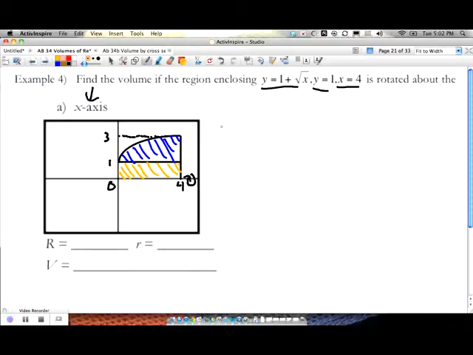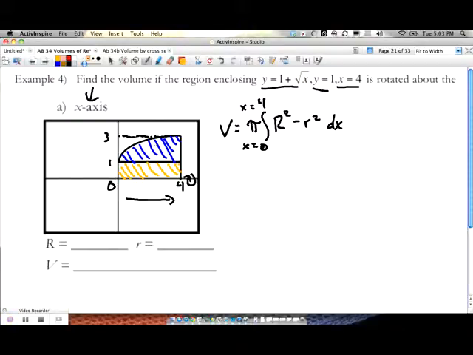If I have empty space in between, that means I'm going to have two radii that I need to calculate. I need a big R squared and a little r squared. I have the constant pi here. Since I'm rotating vertically, that means I'm traveling horizontally. So this is going to be dx, which means my limits of integration are also in terms of x. So I'm going from 0 to 4.